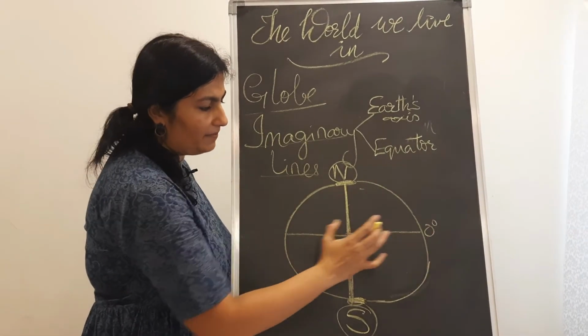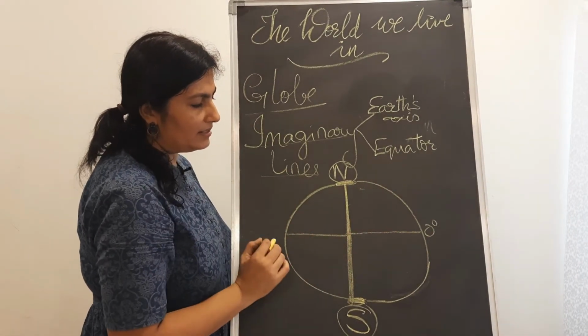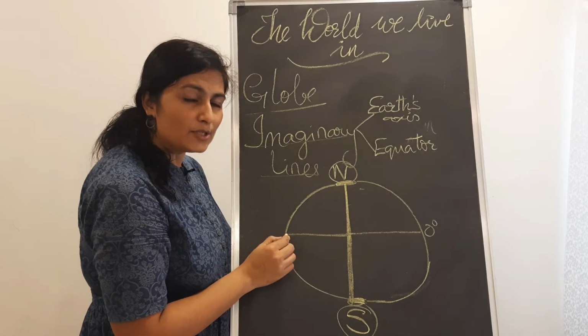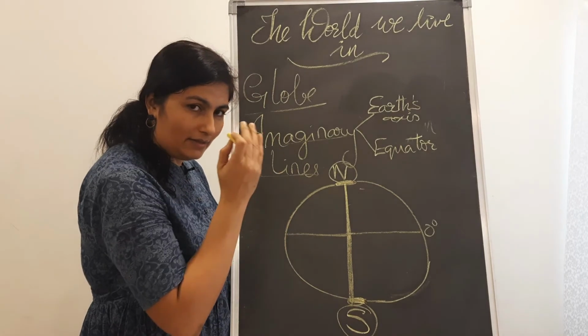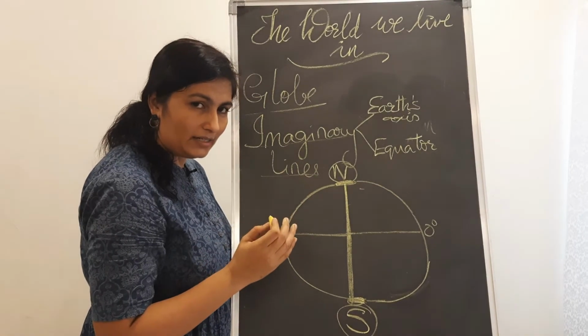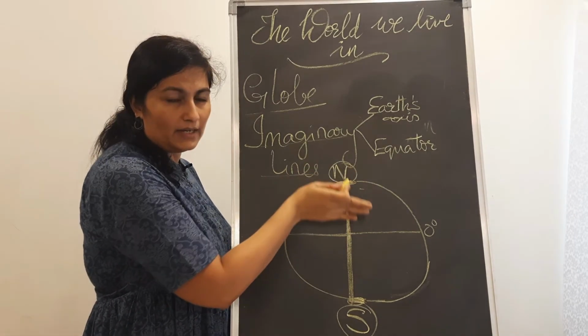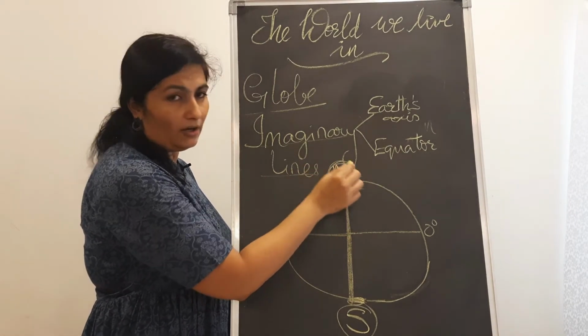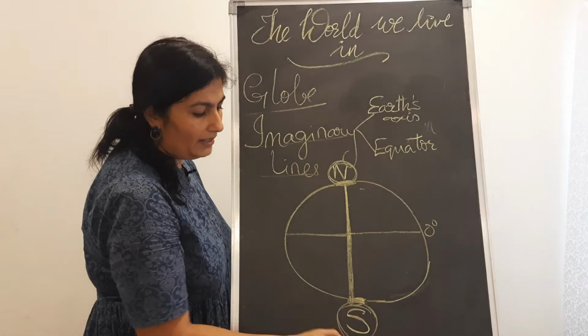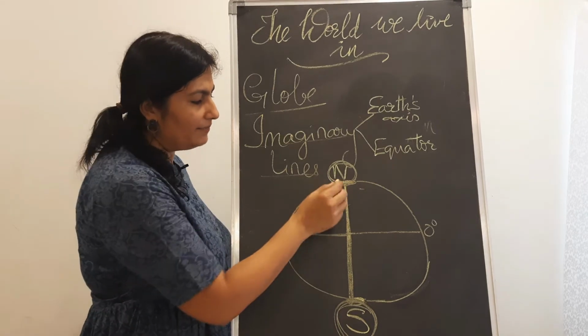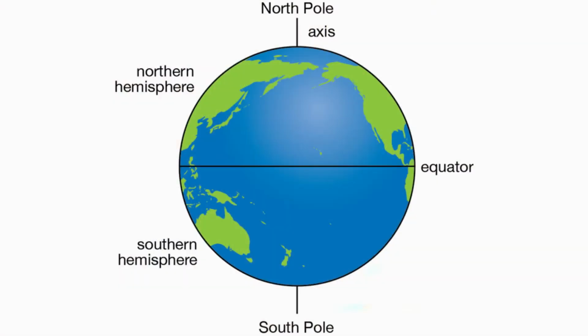That is the place where the equator is situated, and this equator helps, for our imagination and for learning and research, to divide the earth into the northern hemisphere, the top part, and the bottom part, the southern hemisphere. So that is what we have learned about imaginary lines.